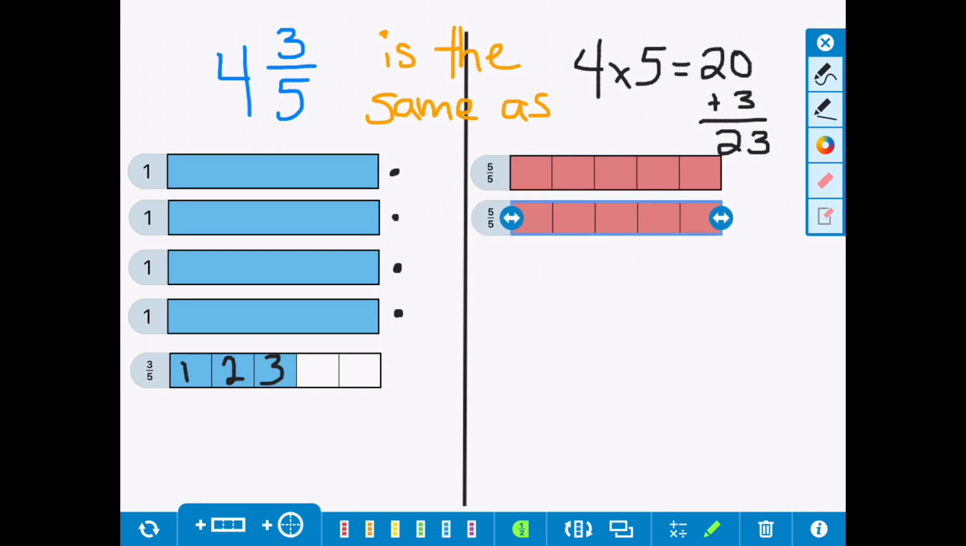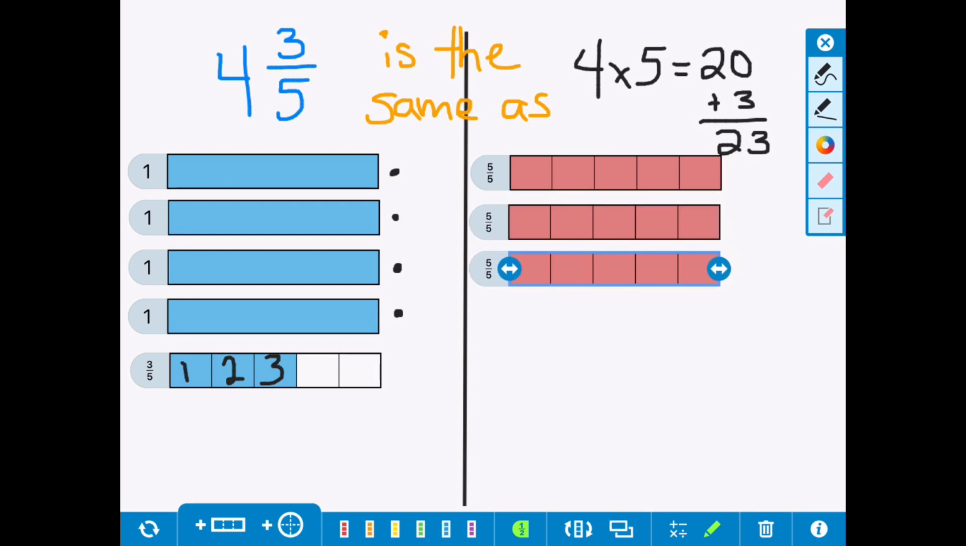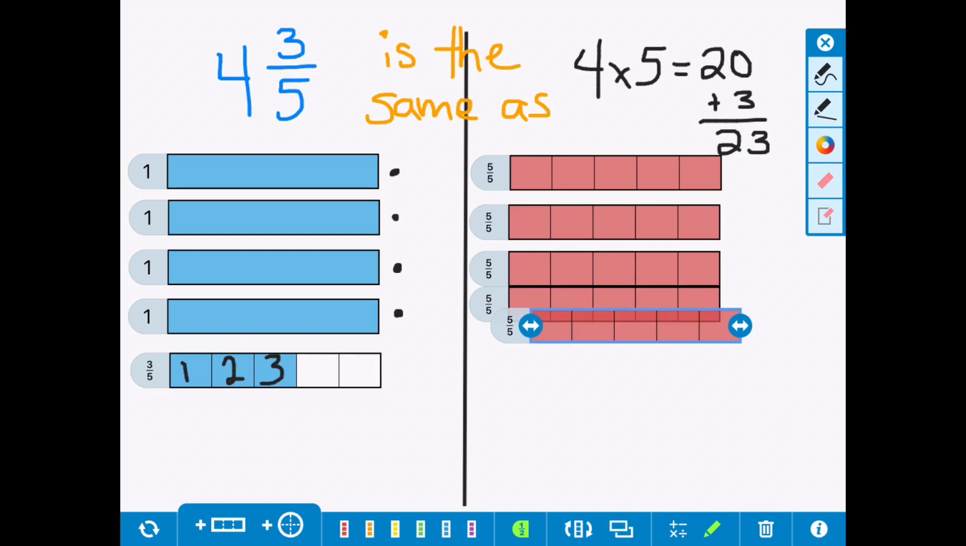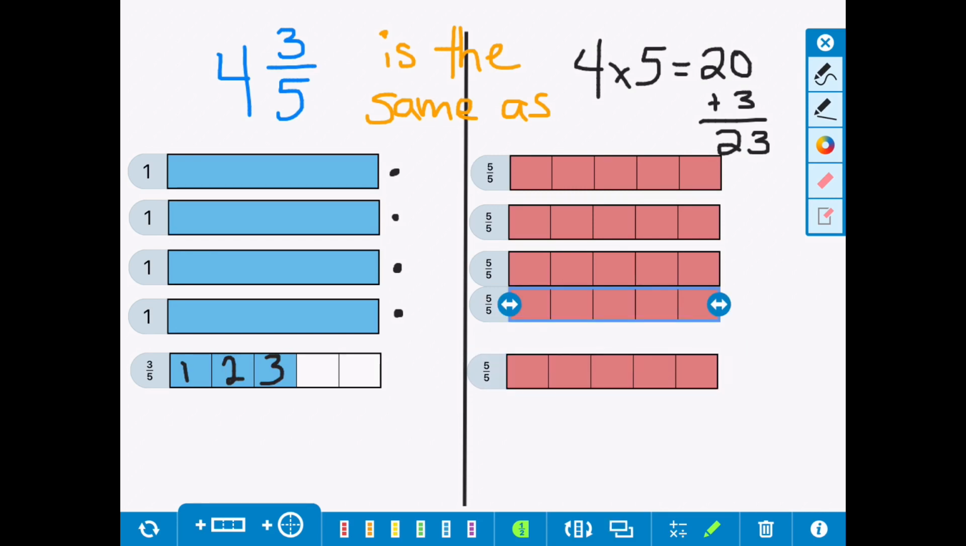Oh, let's put it down just a little bit. 2, is it gonna let me? 2, there we go. 3, 4, and then that last bar, I'm gonna copy. There we go. I'm going to copy that last one, but I need only 3 of those colored in. So I'll get rid of 2 of them.